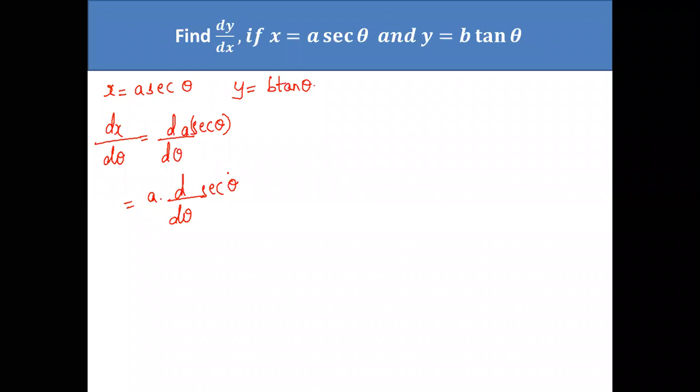Almas, just type the answer in the chat box. What is the derivative of secant theta? Almas? Okay, I think Almas is thinking about it. Alvin, what is the answer? Okay, Almas has given me the answer: secant theta. Almas, check your answer.